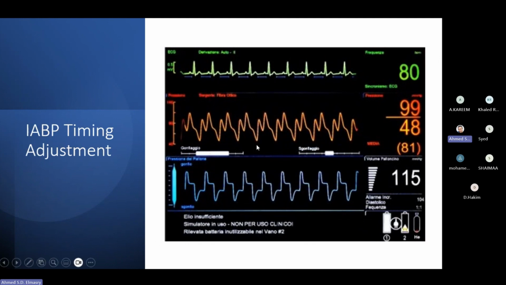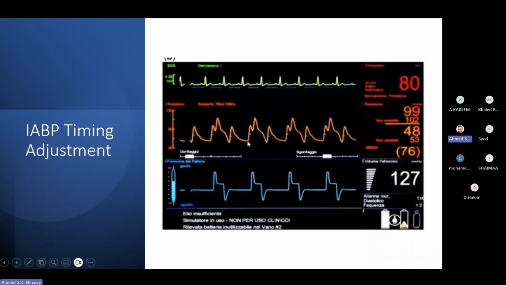So this is a normal patient with optimum timing. And this is a patient with early inflation, as you compare. This is the reference line. This is the dicrotic notch, and this is the inflation point. It happened very early. And as you see here, the inflation timing is very early. So you just go to the inflation timing adjustment button and move it forward to reach this point, to bring the inflation point here.